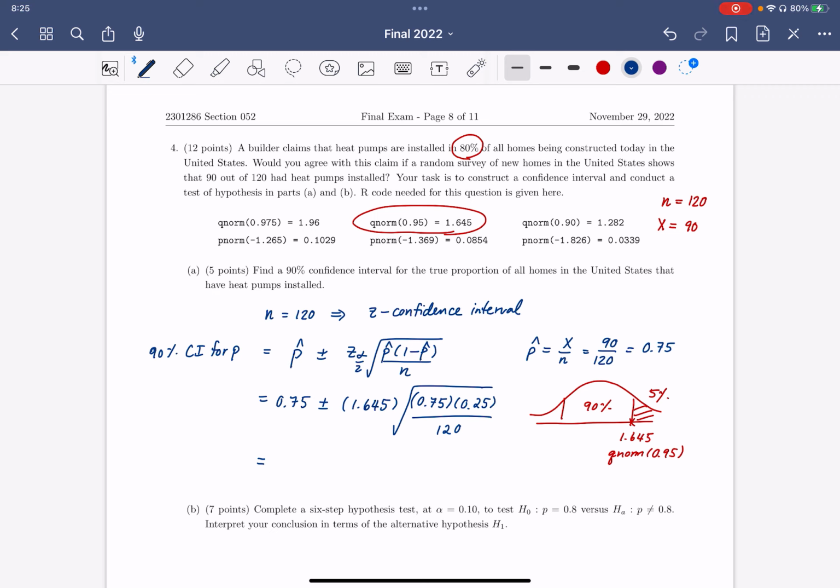All right, so we're going to hit the calculator here. We start with the margin of error first: 1.645, and then multiply by the square root of 0.75 times 0.25 over 120. So it's 0.75, and the margin of error is 0.065. Now you're going to build the confidence interval: 0.75 plus or minus 0.065. So a 90% confidence interval for p is 0.685 to 0.815. All right.